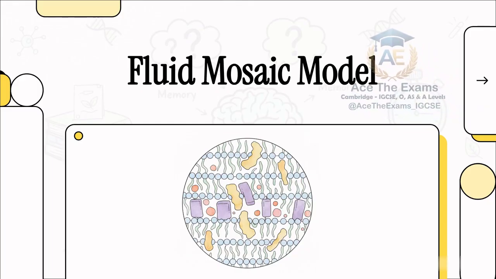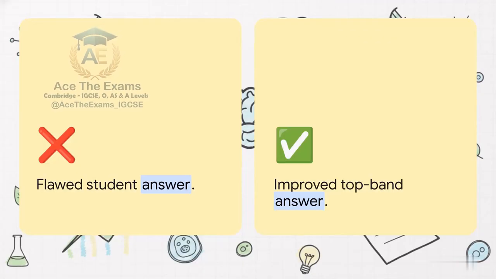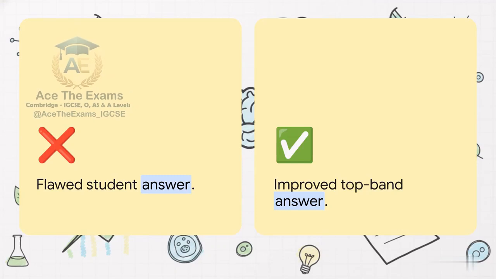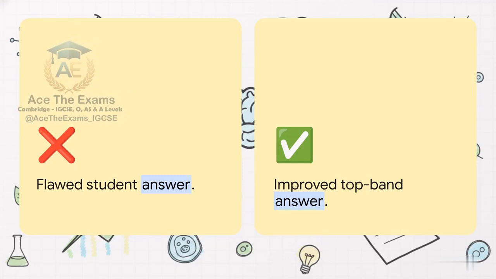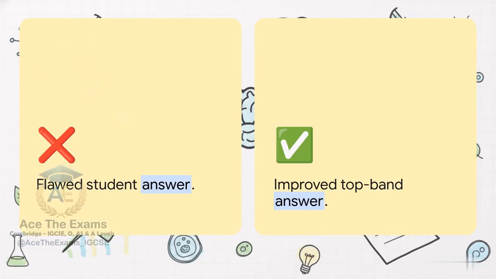Because if you want that A-star, you really need to understand exactly how the examiners think, and more importantly, how they grade your specific wording. Okay, take the phrase, "phospholipids move around." Now this is a flawed B-grade student answer. Now contrast it with this one. "Phospholipids demonstrate lateral movement within the bilayer." Boom, that is your top band A-star answer.